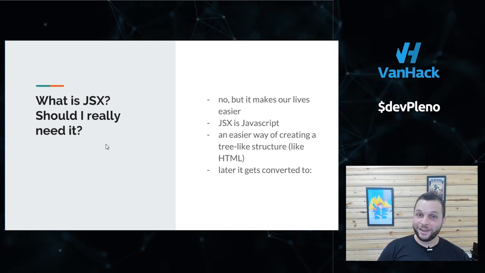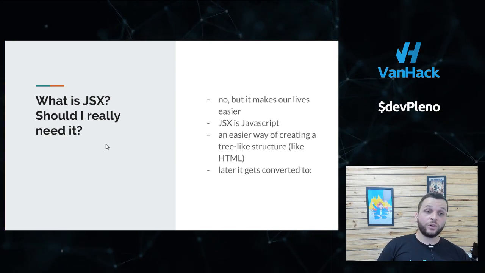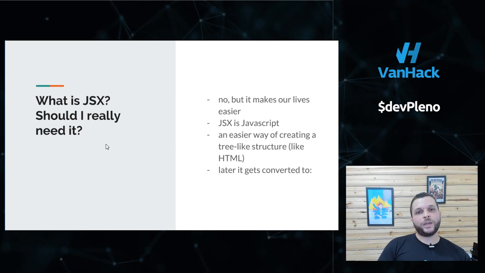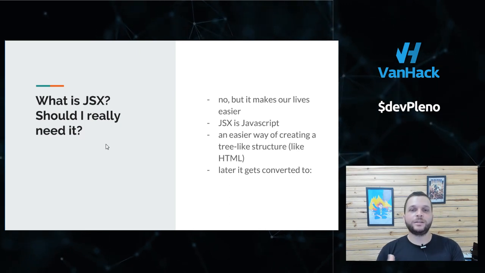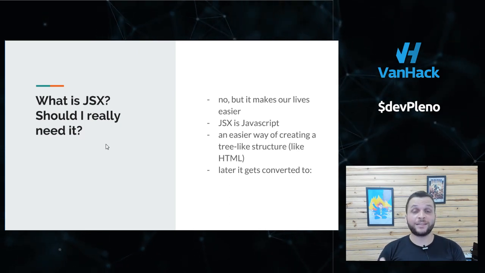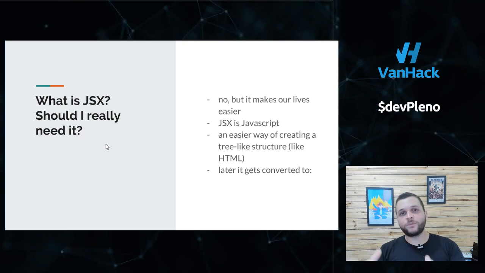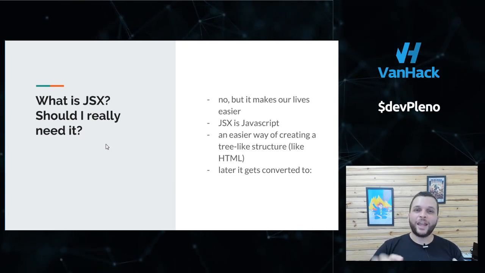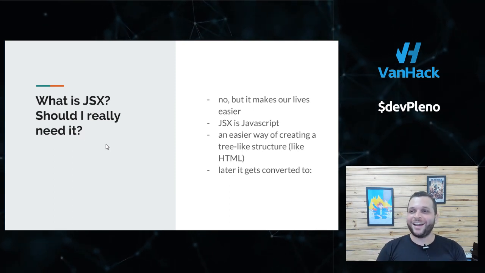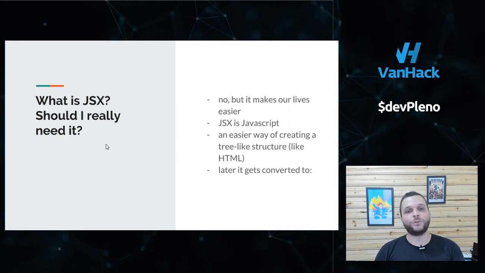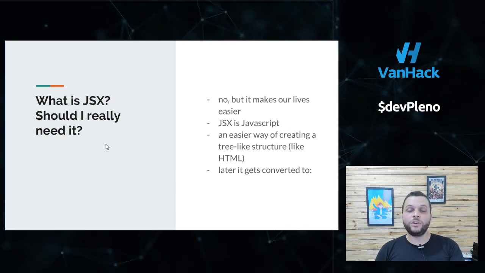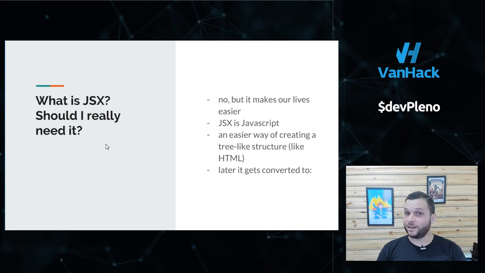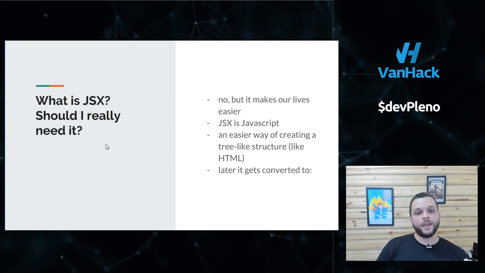So it's important to know this. It's easier because we can create this structure using something like HTML or XML. So we can create the structure of the interface using a language that is more user-friendly. So we can create a tree in a more user-friendly way. So it's better to create components this way.